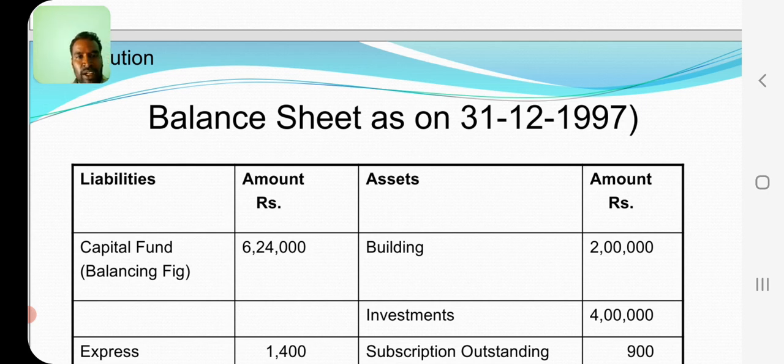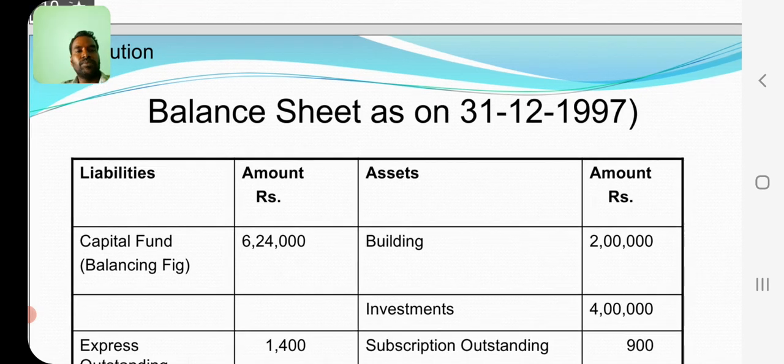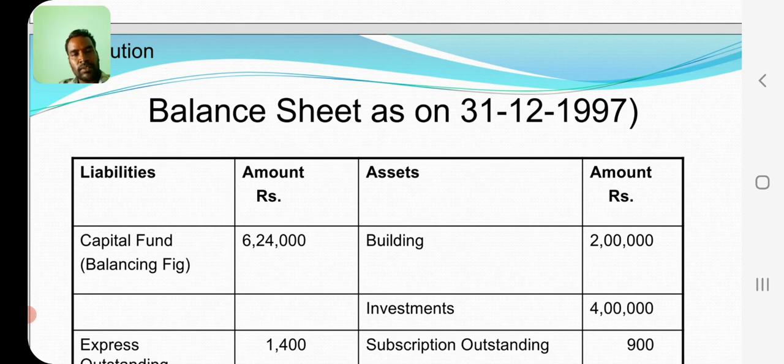Balance sheet is not an account, it is a financial statement. It has 4 columns. The first one is liability column, second one is amount column related to liabilities, third one is assets, and fourth one is amount related to assets column. So by preparing the balance sheet, we may know the financial position of our organization.